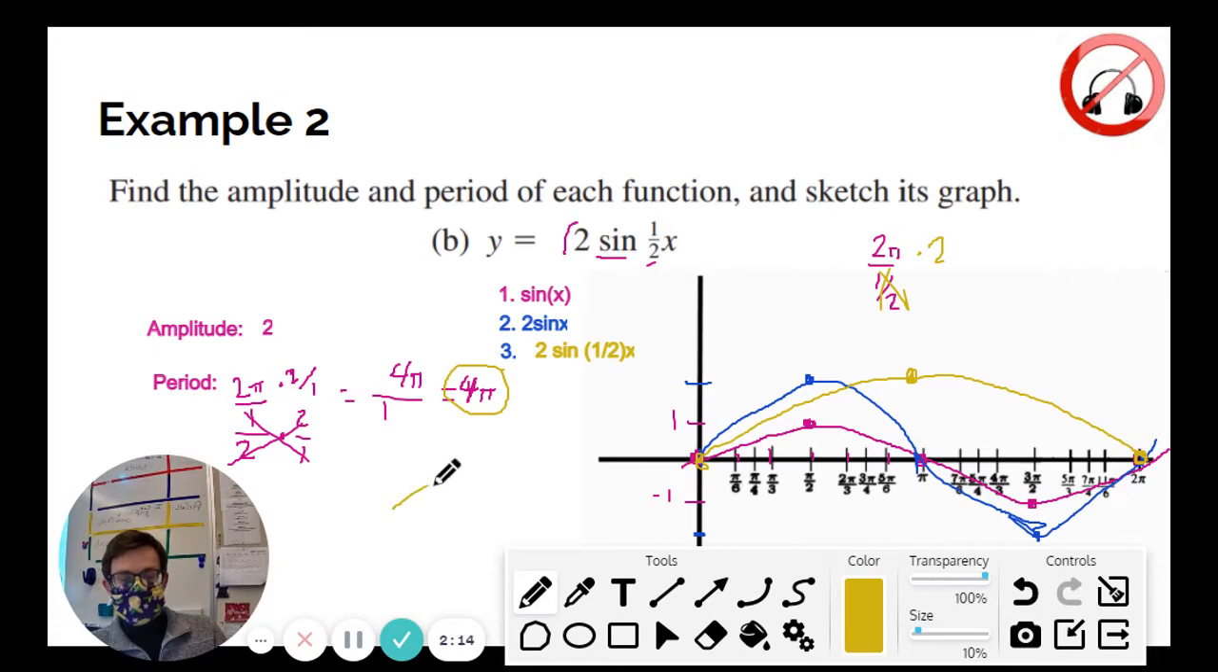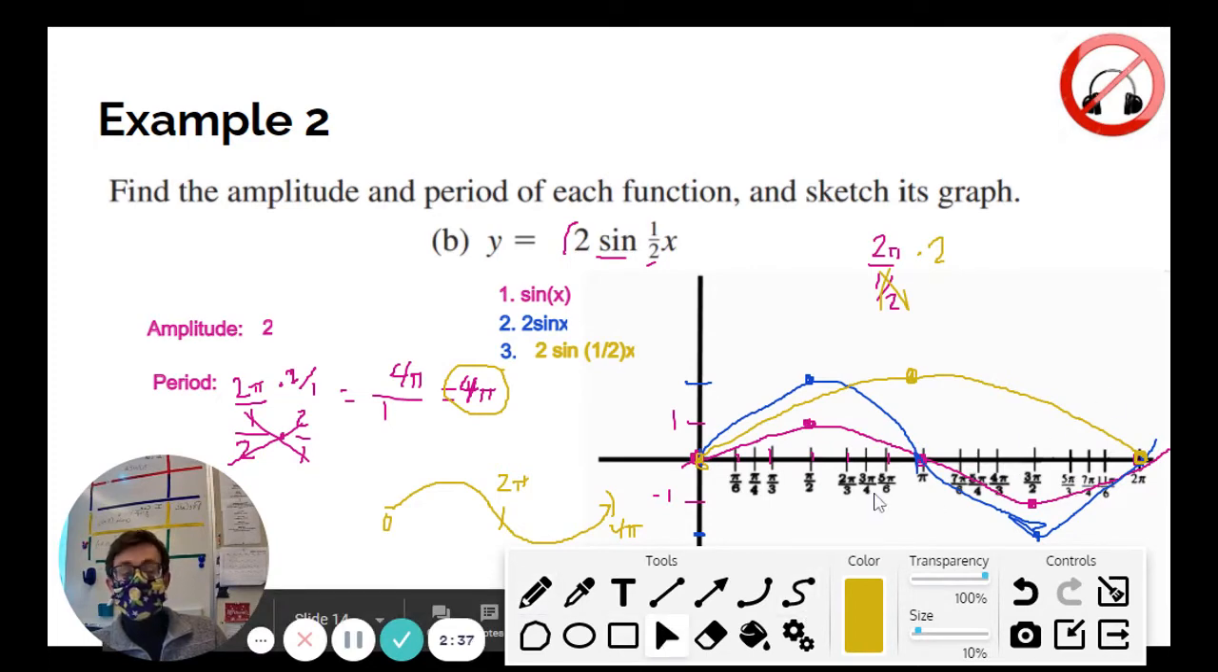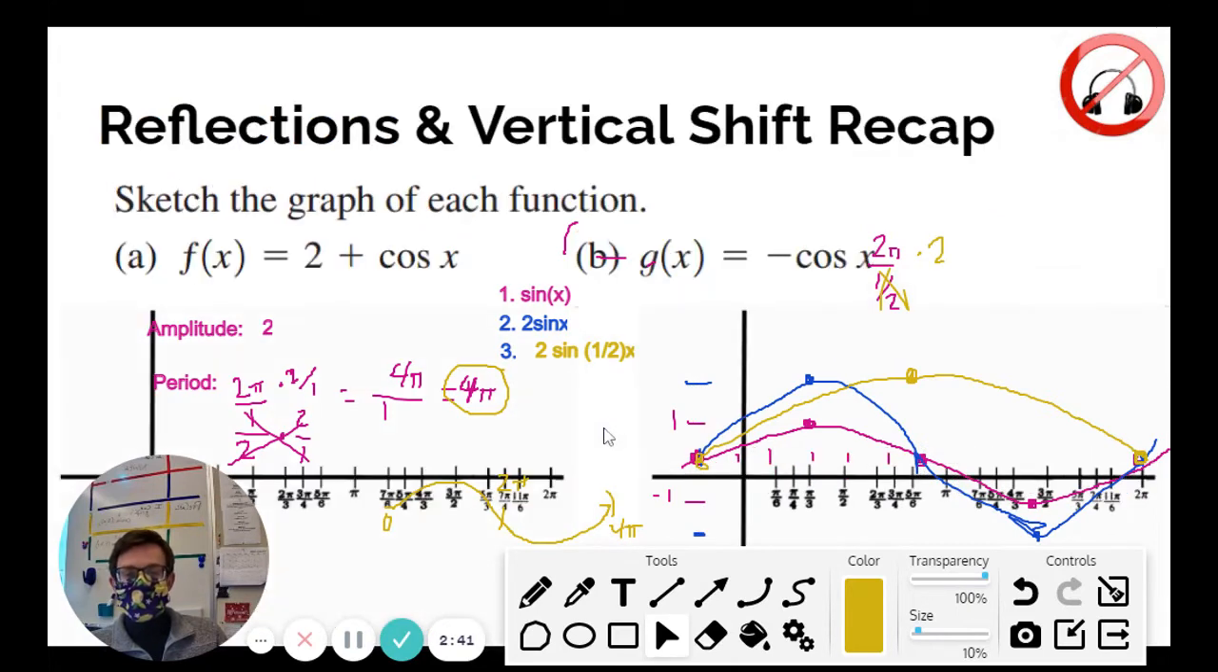So it'll still have this same shape, but we'll go all the way to 4 pi. Have 2 pi as that midpoint, and still start at 0. Where those highs and lows will be at 2 and -2. I would like you to extend this out to 4 pi. I know it's not given on this scale here, but it's something that we would do in class.